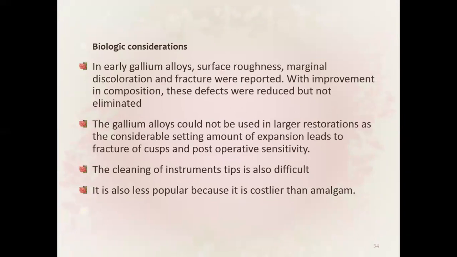Now, biological consideration. In early gallium alloys, surface roughness, marginal discoloration, and fracture were reported. With improvement in composition, these defects were reduced but not eliminated. The gallium alloys could not be used in larger restorations as a considerable setting expansion leads to fracture of cusps and post-operative sensitivity. The cleaning of instrument tips is also difficult. It is also less popular because it is costlier than amalgam.